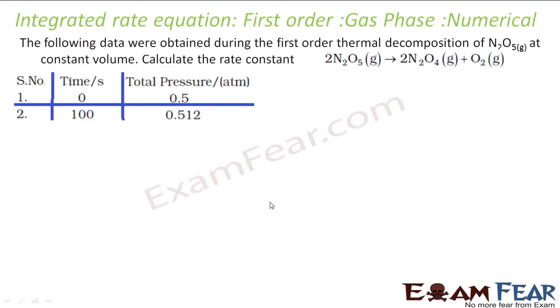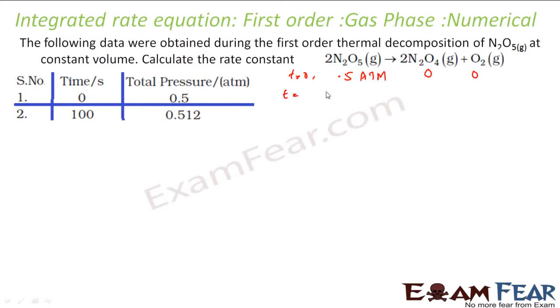So let's see one numerical on the concept we just explained. The following data were obtained during the first order thermal decomposition of N2O5 at constant volume, and we have to find the rate constant. If you see, the total pressure is given. At T is equal to 0, total pressure was 0.5, and total pressure will be because of N2O5 only, because the others were 0. So this was 0.5 atm.